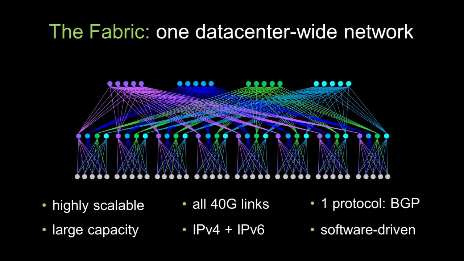It's a very highly scalable network, and it's pretty high performance. Today, all interswitch links are 40 gig, but it can scale beyond. It natively supports IPv4 and IPv6 as any networks that we do. It's again a layer 3 network, again based on a single routing protocol. And the important aspect is that it's software driven.